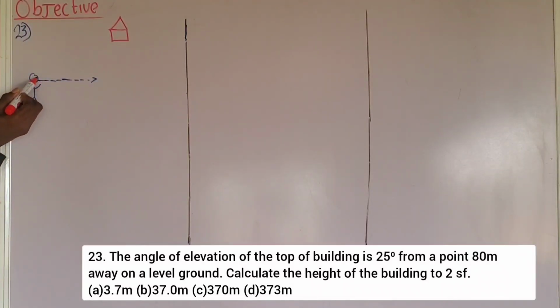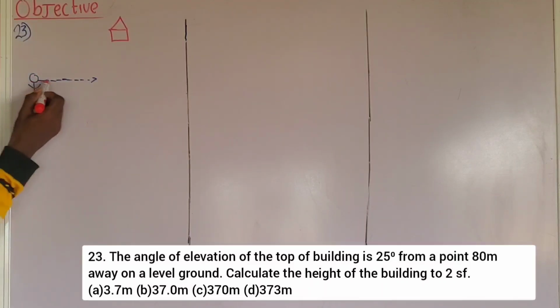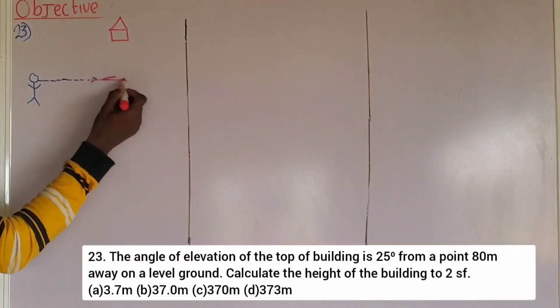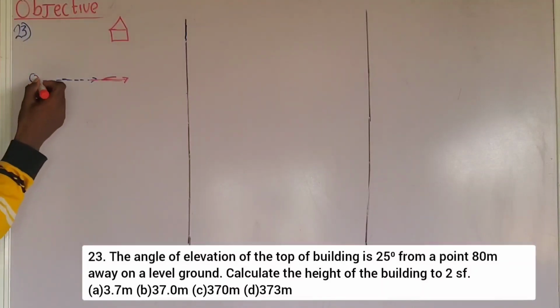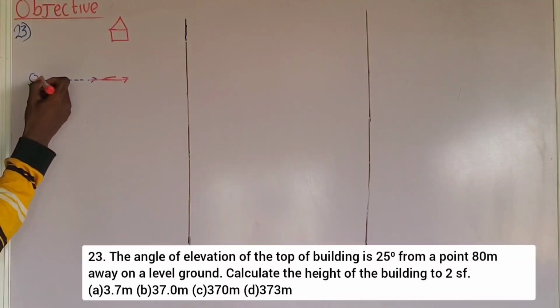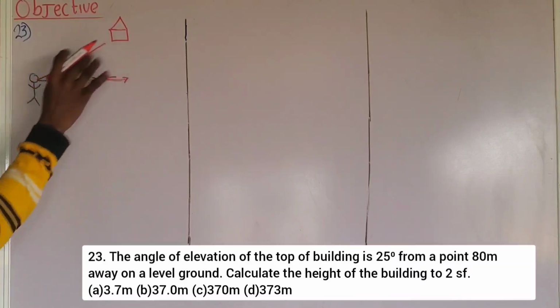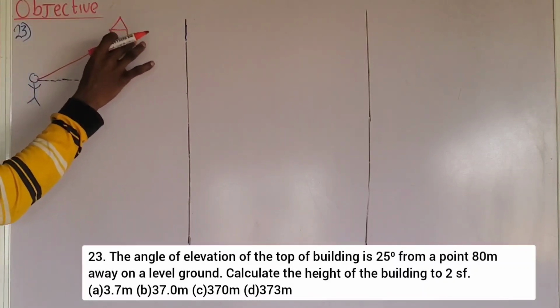If this boy raises his head above the eye level, don't forget, this is the eye level of the boy. Let's say he raises his head like this. He wants to view this out. You understand what I'm saying? This house is at the top here.